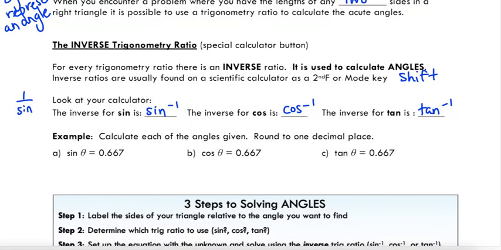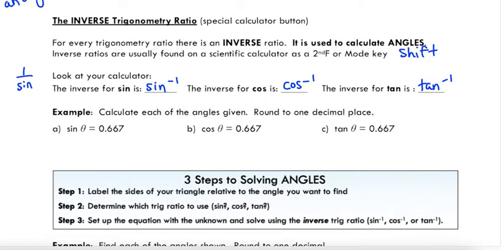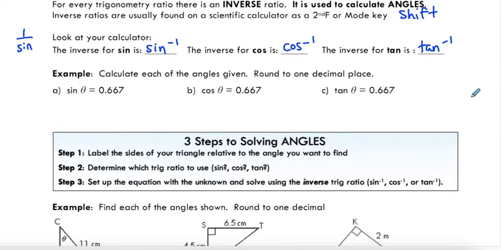So calculate each of the angles given. Let's take a look at how this works. In order to isolate for this angle, we have to get rid of the sine on the left-hand side of this expression. And the opposite of doing the sine of something is the sine inverse. So the sine will disappear on the left-hand side, and we're left with just this theta, or this angle symbol. And we're doing the sine inverse now of 0.667.